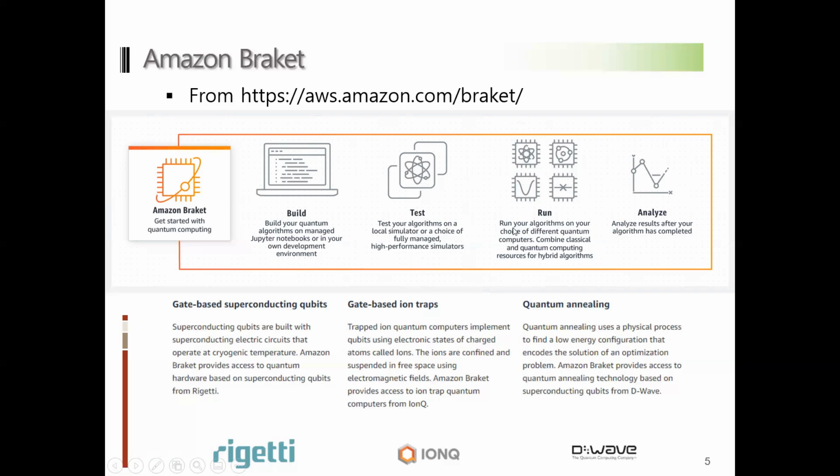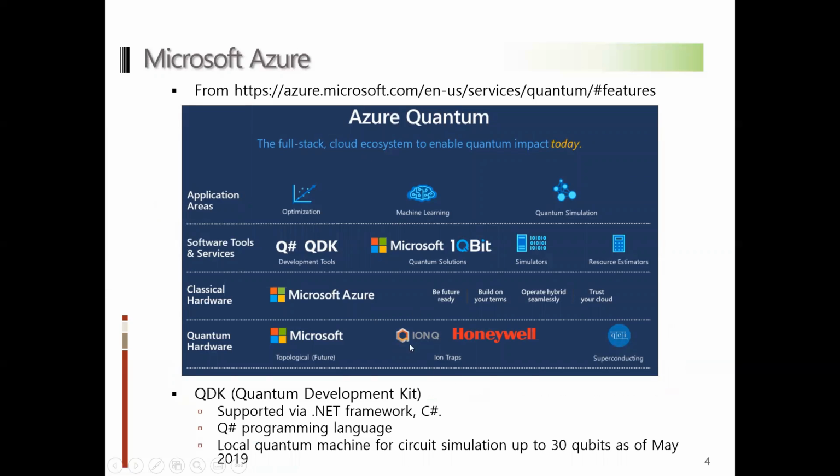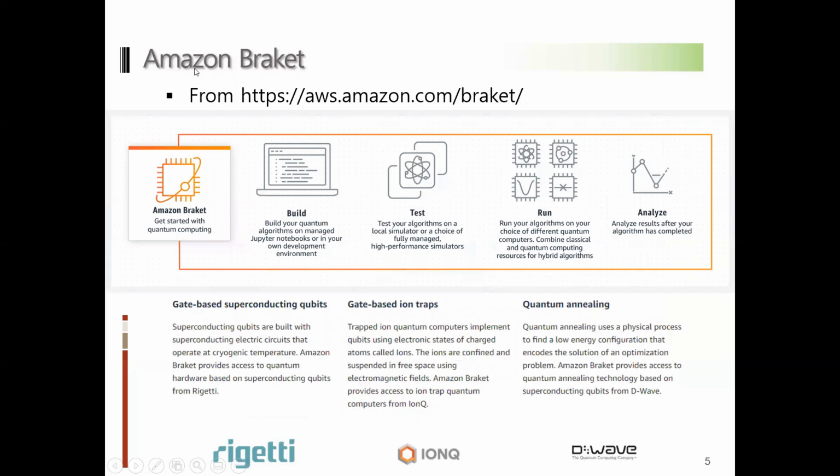Similar to the Microsoft Azure service, the Amazon Braket service also provides access to different types of quantum computer hardware. The first one is called Rigetti Computing, and they are using the superconducting qubit. Another type of qubit was the ion trap, which I already mentioned several times. You can see that the same company, IonQ, is used in both: Azure is providing access to IonQ, and AWS Braket also provides access to IonQ.